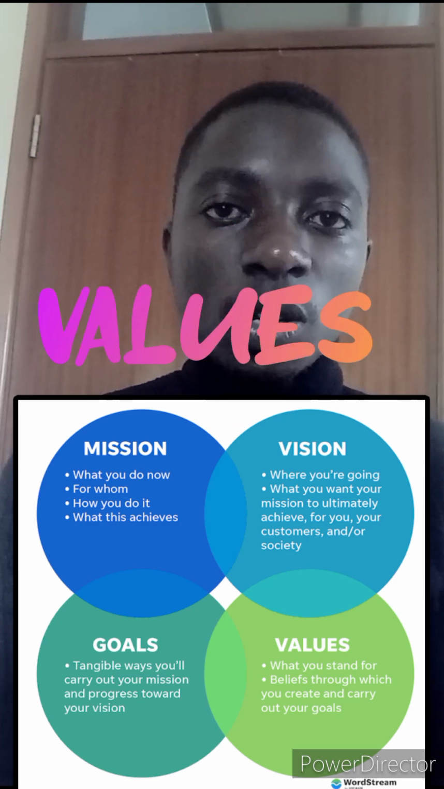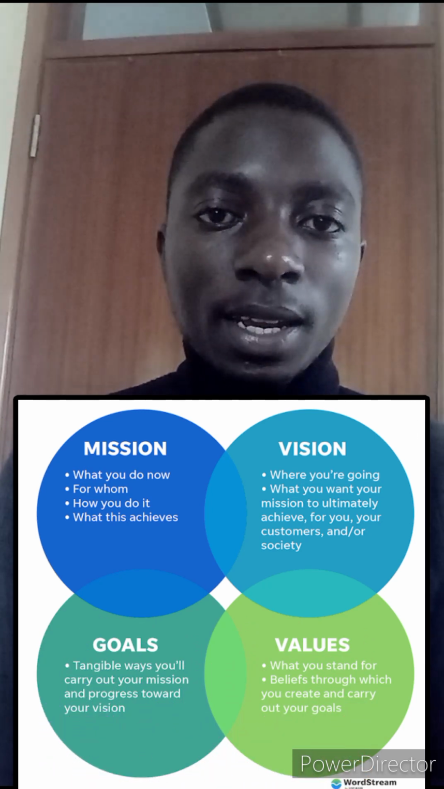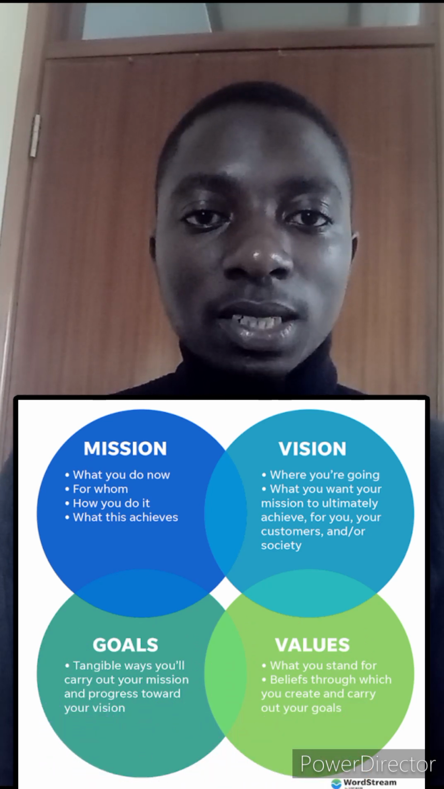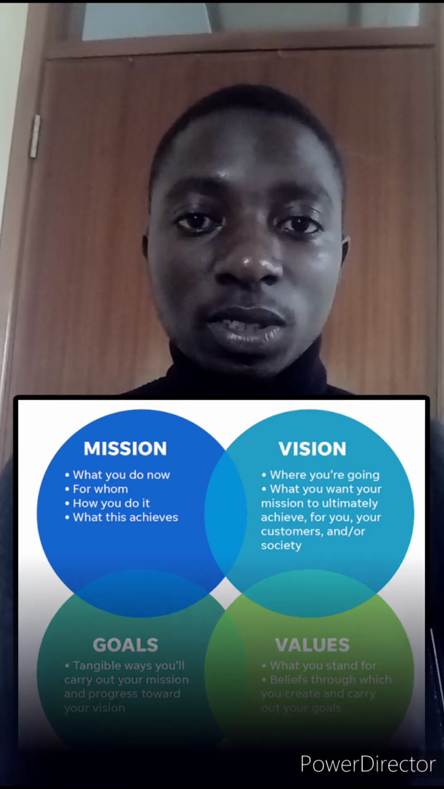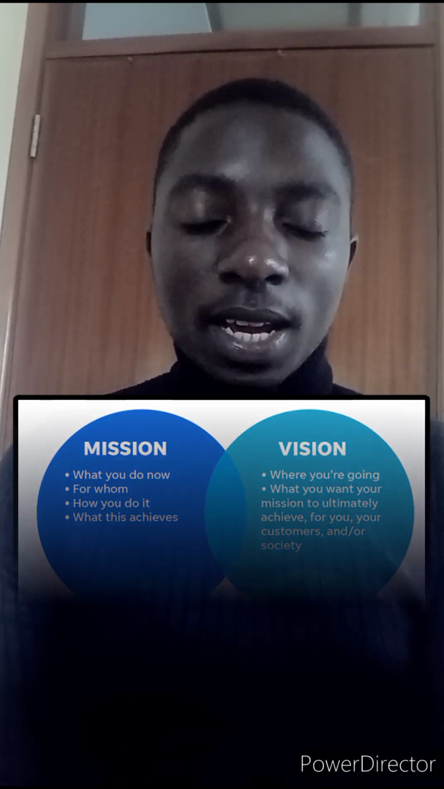Then the value will refer to the worth of the organization, like what makes the organization so good that customers will support it at the expense of other organizations. Then the target market refers to what specific group the organization will serve, because remember, the organization cannot do everything. Even human beings can't do everything. It's only God who can do everything. So for the organization to come into existence, it has a target market, a specific group of people whose needs it has come to address.